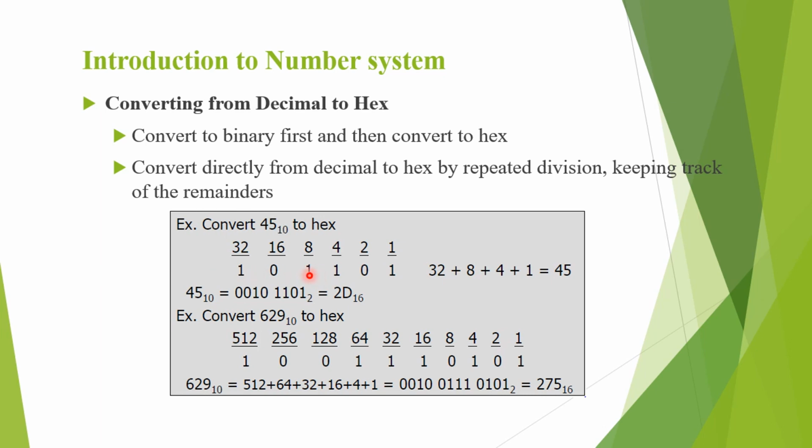So we have first 4 bits and next we have only 2. So you have to add 2 zeros to the left side. So the binary representation of 45 is nothing but 0010 1101.